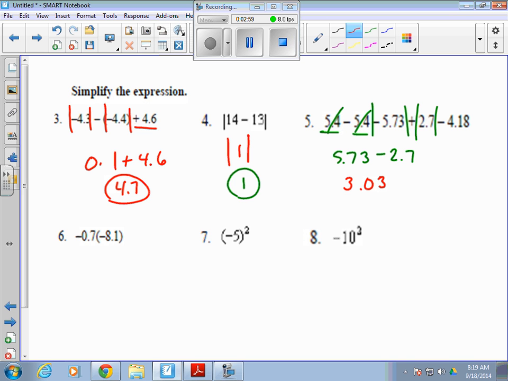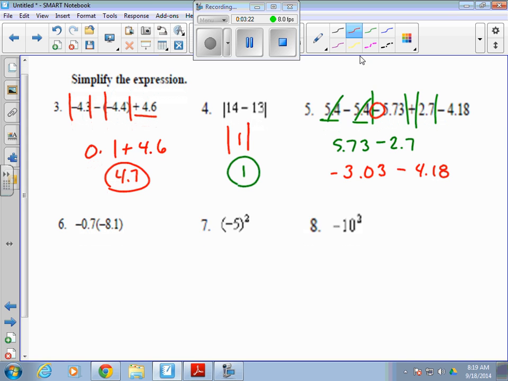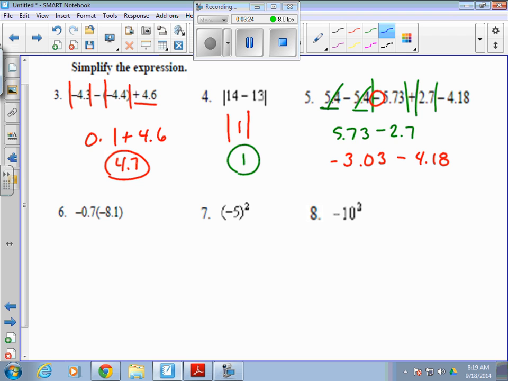Then bring down the rest of it. Before we bring down the rest of it, remember you have to keep the sign of the larger absolute value. Negative 5.73 was negative, so make sure you bring down that negative 3.03. Then bring the rest of it down. Minus 4.18. That's the same mistake I made, I think, on this problem the last time I did this study guide. But remember, you add the opposites, which means to add the two negative numbers. So they're both the same. They're both negative, so add them up.